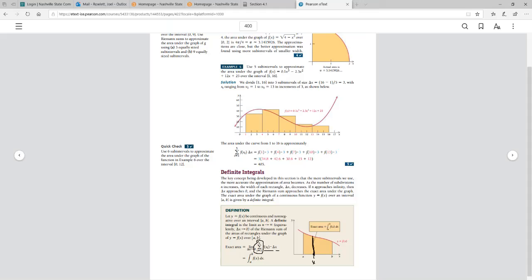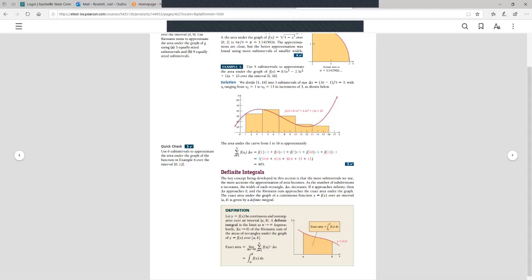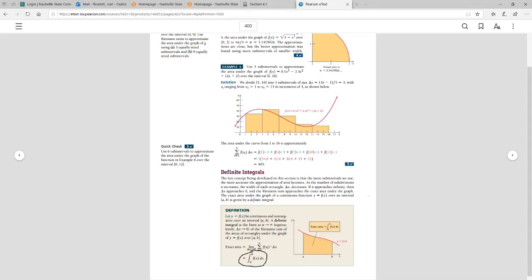And for us in calculus, this is all we really need to know: if you take the integral from your starting point a to your stopping point b, if you evaluate the integral of that function from a to b with respect to x, that will give you the area, the exact area under the curve.